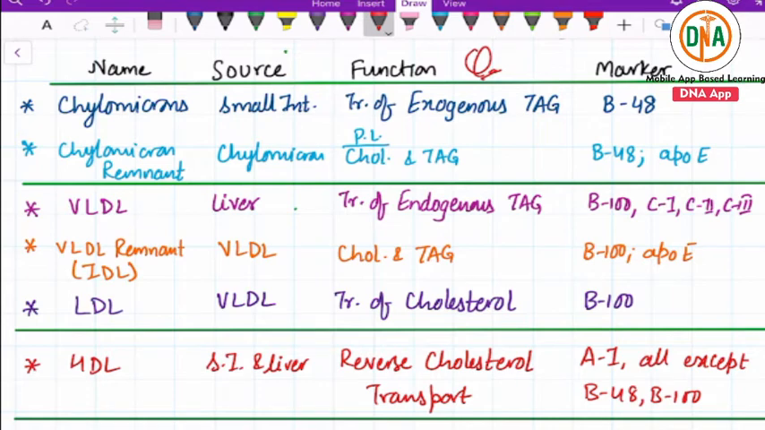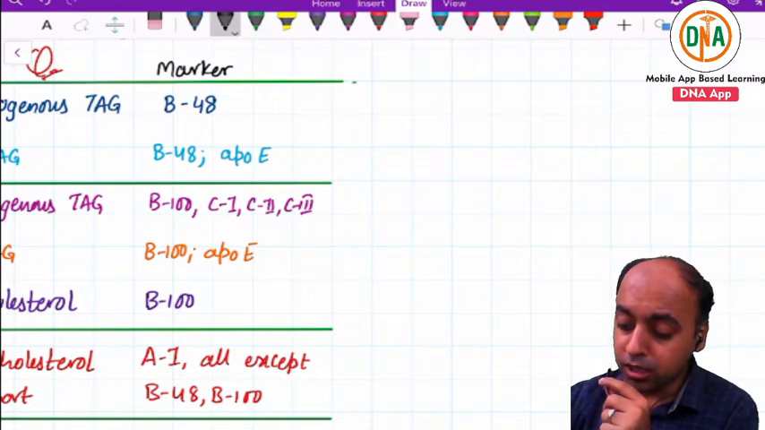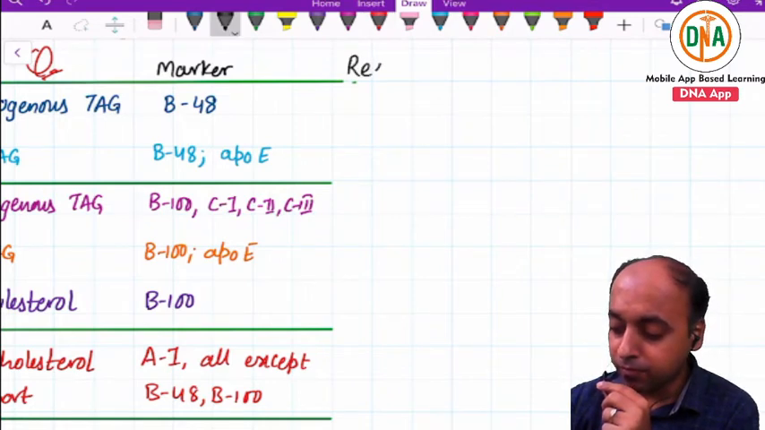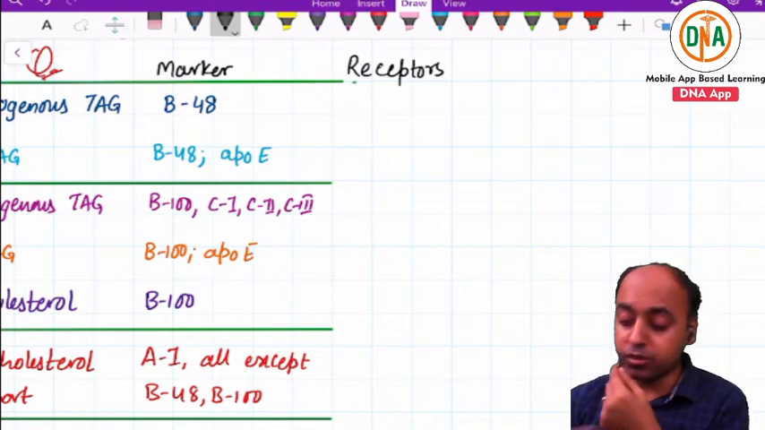You can see from where they are synthesized, what is their primary function, what is their content, what are the different apolipoproteins which are there on the surface. All of this is described in this particular single small table. Now one extra point which I will mention here: these markers which are there in the list are actually ligands for the corresponding receptors. They are readily identified by the corresponding receptors, which helps in uptake of these lipoproteins.